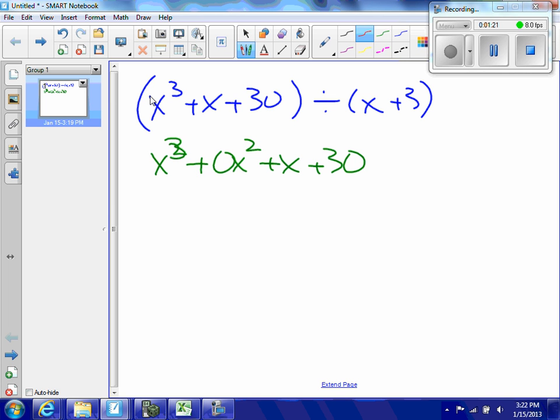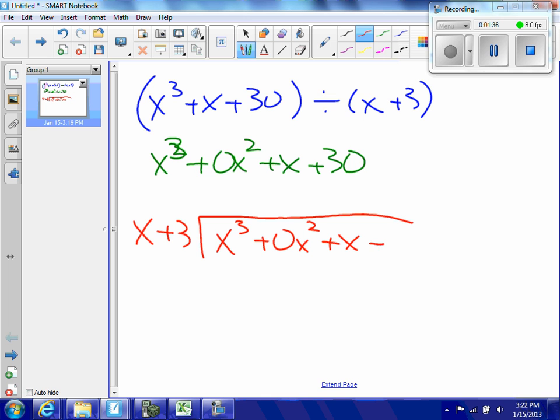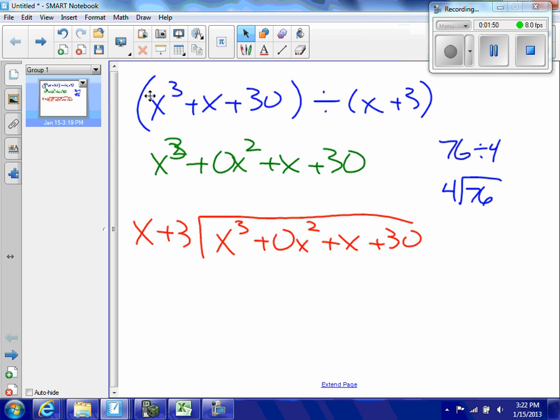So let's set it up here. I'm going to divide x plus 3 into x cubed plus 0x squared plus x plus 30. So I set it up just like I would set up any other division problem. If I was doing 76 divided by 4, I would go 4 into 76. No real difference in the way that I'm formatting this.